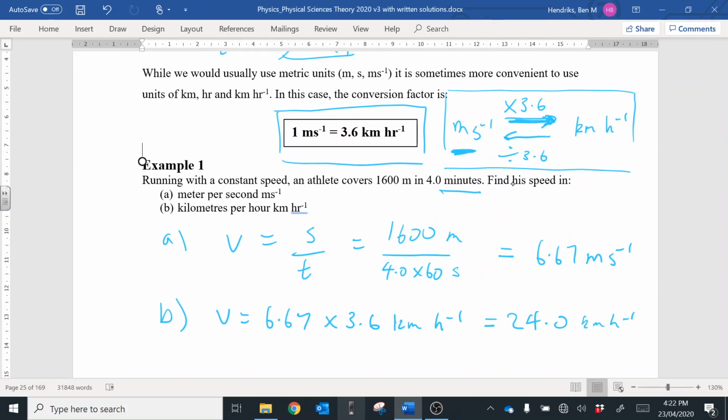So the way I remember this conversion is that if we have something in meters per second, it's a bit of a crude rule, but meters are smaller than kilometers. So to get from something smaller to make it bigger, we times it by something. And if we have it in kilometers, to get to meters per second, kilometers are bigger than meters. So to get it to something smaller, we'd have to divide by something. So that's a bit of a crude rule, but it does help me remember which way to go.